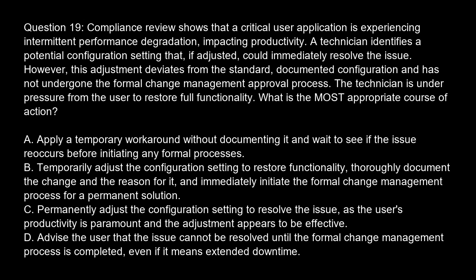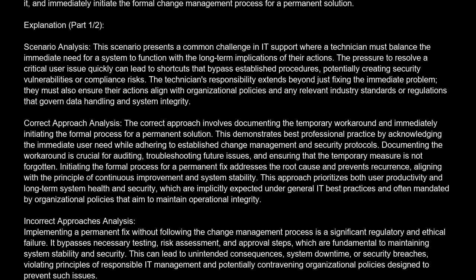Option A. Apply a temporary workaround without documenting it and wait to see if the issue recurs before initiating any formal processes. Option B. Temporarily adjust the configuration setting to restore functionality, thoroughly document the change and the reason for it, and immediately initiate the formal change management process for a permanent solution. Option C. Permanently adjust the configuration setting to resolve the issue, as the user's productivity is paramount and the adjustment appears to be effective. Option D. Advise the user that the issue cannot be resolved until the formal change management process is completed, even if it means extended downtime. The correct answer is B.